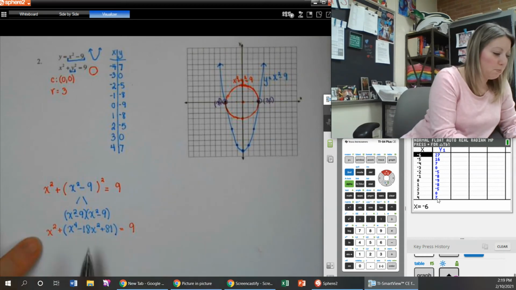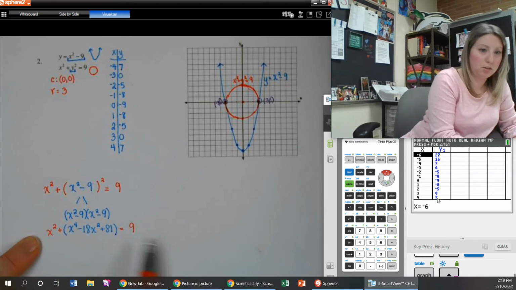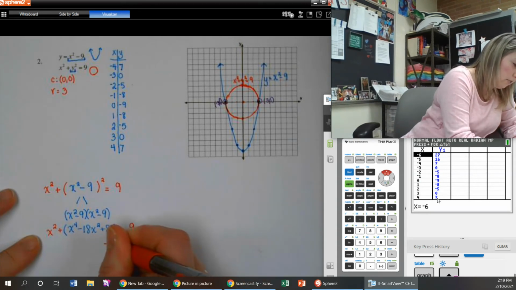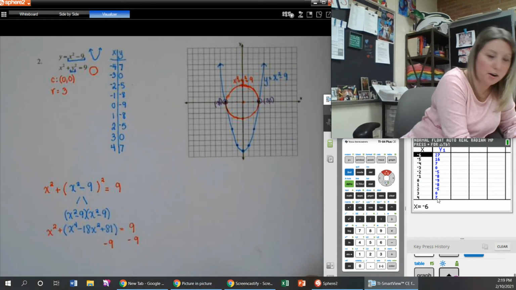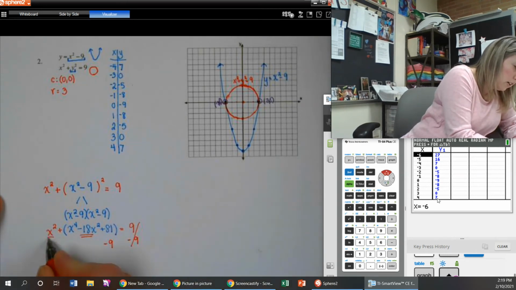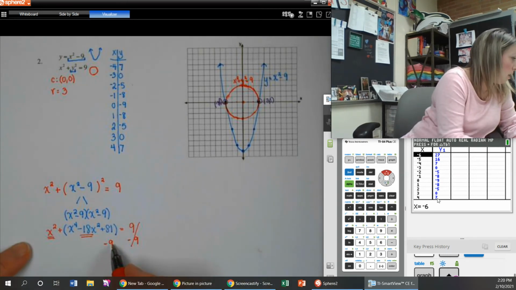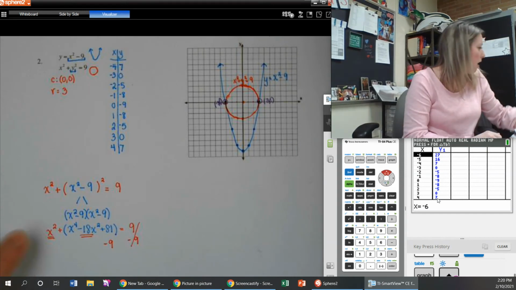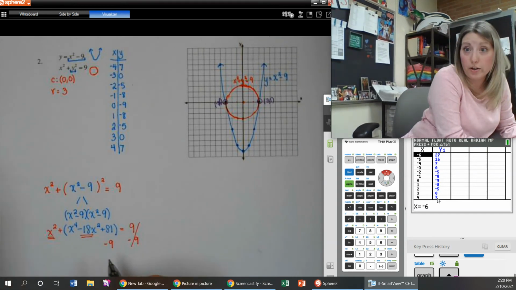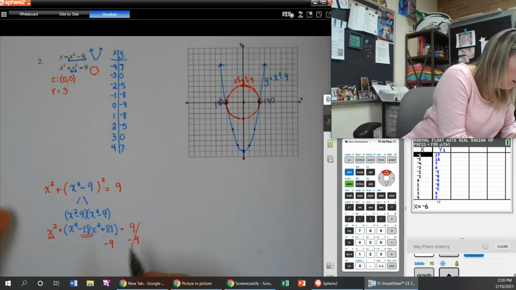So now let's combine like terms as much as we possibly can and move this 9 over here. So subtract 9. I really didn't need the parentheses around that, sorry. Subtract 9 from both sides and combine this and this. So I get, what's 81 minus 9? 72.